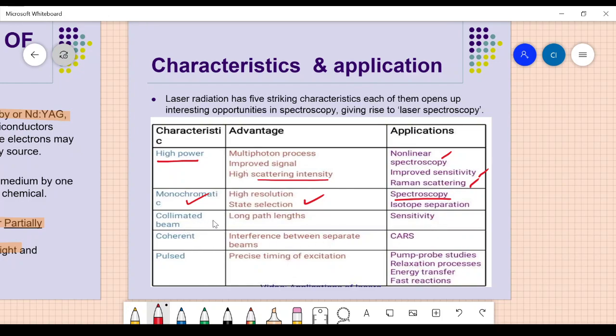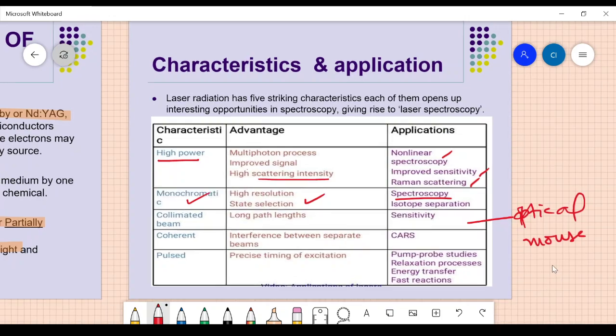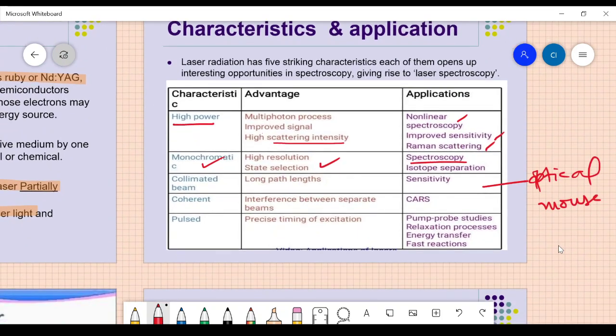Collimated beam uses a collimator. You can just select a particular path length and then transmit it. It's used where you need sensitivity. Laser sensors are there. For example, in the optical mouse that we have nowadays. Earlier you used to have a mechanical mouse, and then we used to have a mouse pad with so many different light depths. But now you place the mouse on any surface, and it's capable of sensing the difference in the textures of that surface. The collimated beam is used in present day optical mouses.